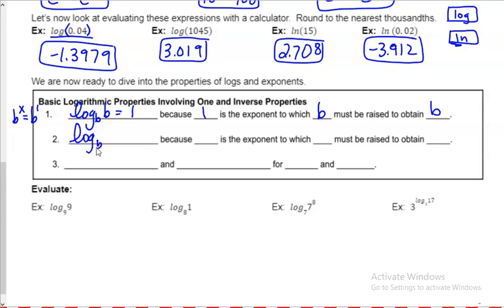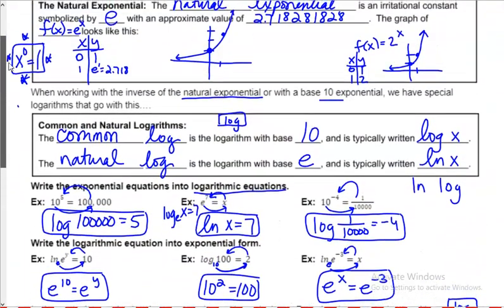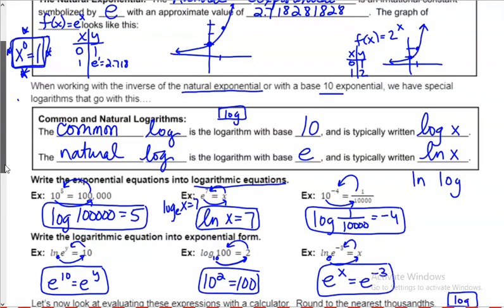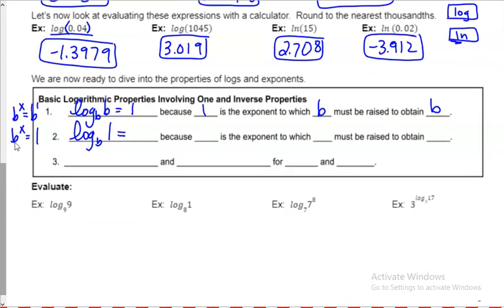Now, log base b of 1 equals, well, let's think about the exponential form. B to what power equals 1? Well, we kind of talked about that actually up here as one of those things that you needed to make sure that you remembered. What power is that, that anything raised to that power equals 1? It is 0. B to the 0 power equals 1. Therefore, that logarithm is equal to 0 because 0 is the exponent to which b has to be raised to get 1.